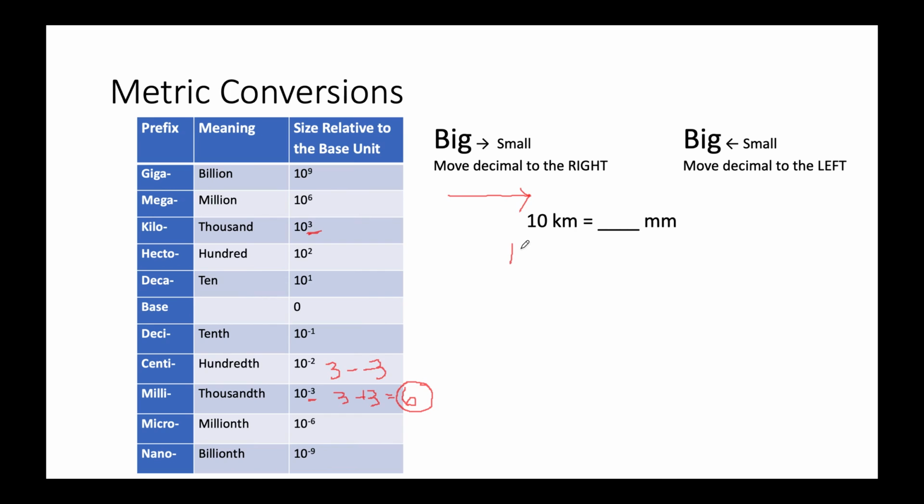So let's write our number down, 10 kilometers, and we're going to move it 6 places. 1, 2, 3, 4, 5, 6 places. That's going to be where our new decimal place will be. So we will have 10, 1, 2, 3, 4, 5, 6. That is the home of our new decimal place. So 10 kilometers is the same as the equivalent of 10 million millimeters.